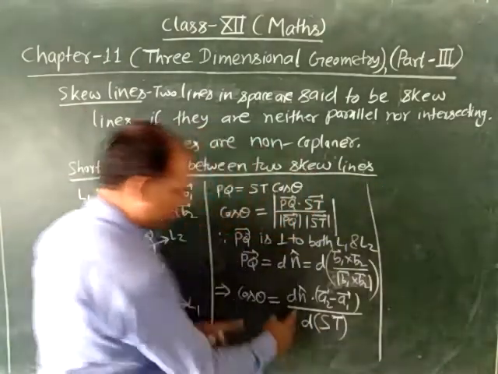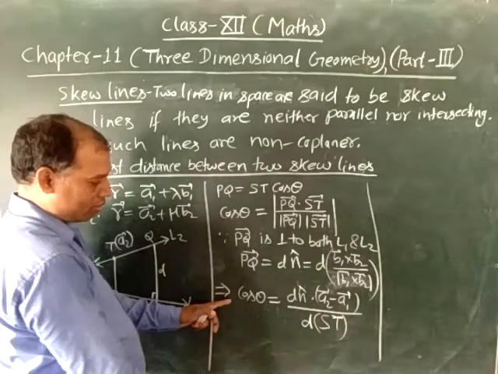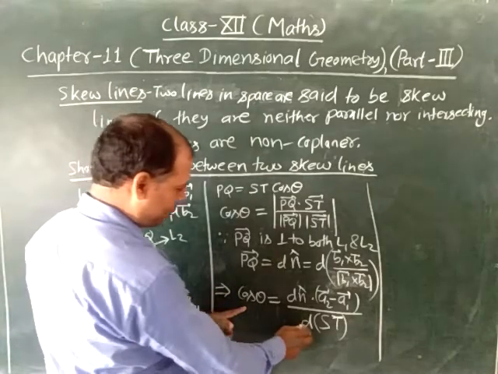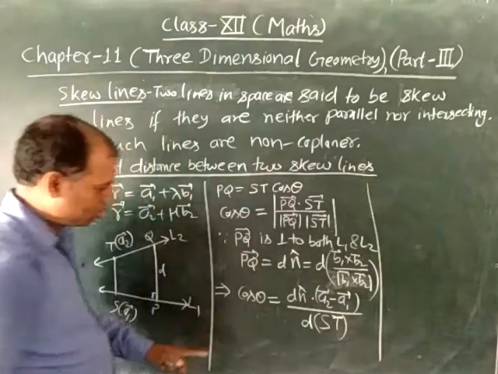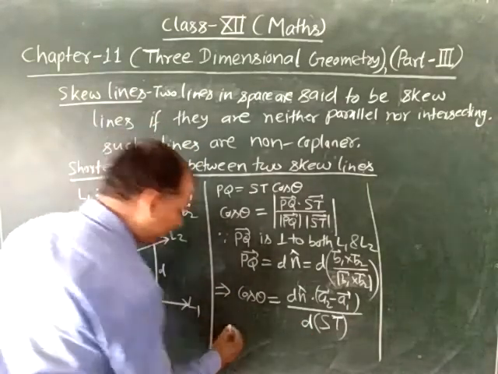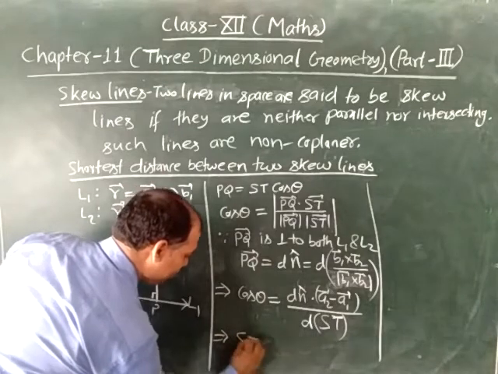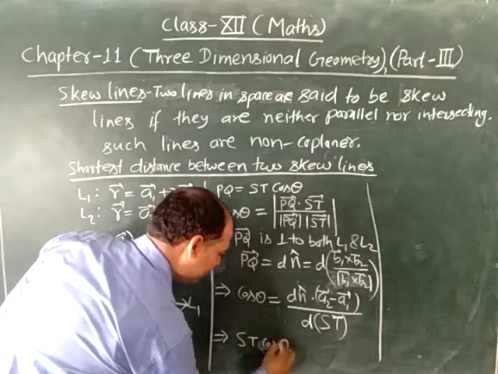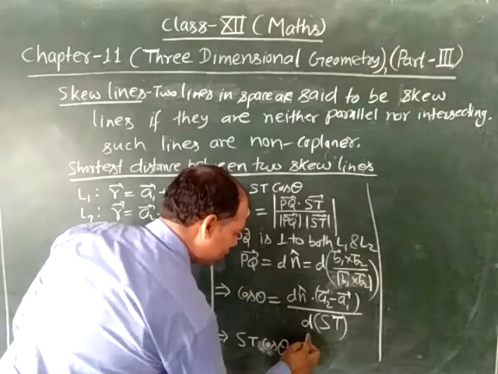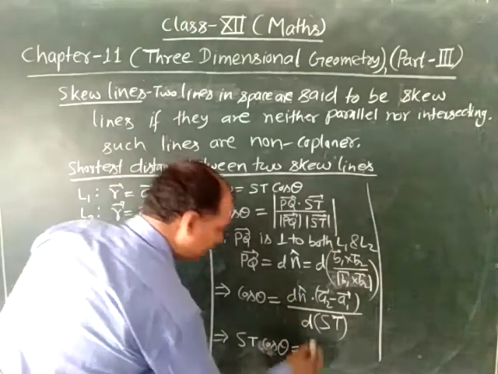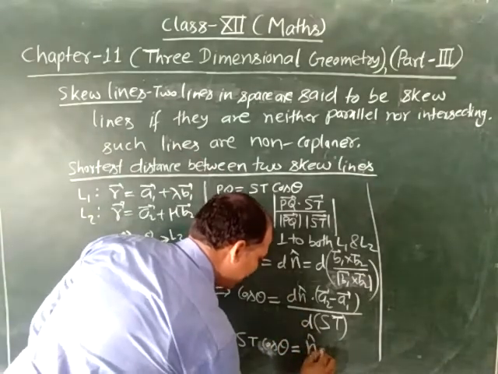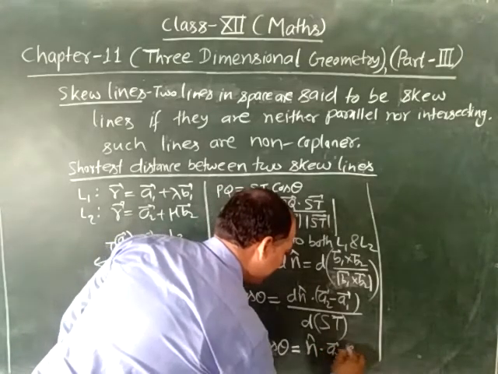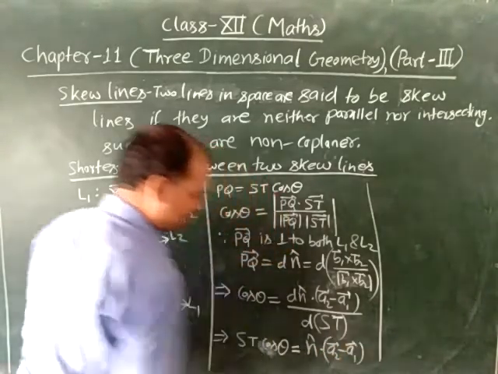From this we can write D ST cos theta equal to... ST cos theta equal to D, which is cancelled out with D. Then we can write here as n2 dot vector A2 minus vector A1.